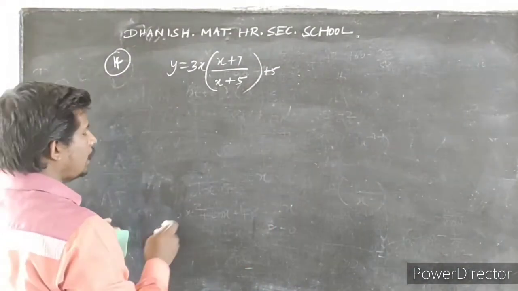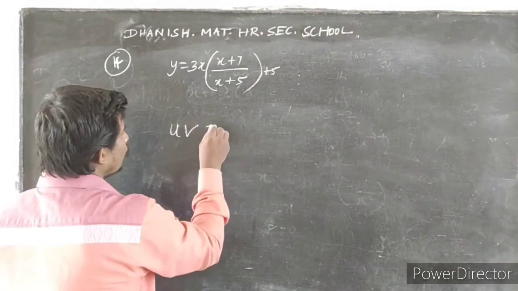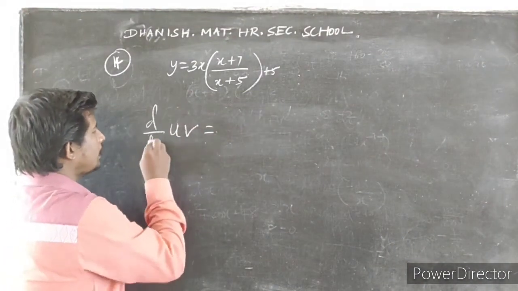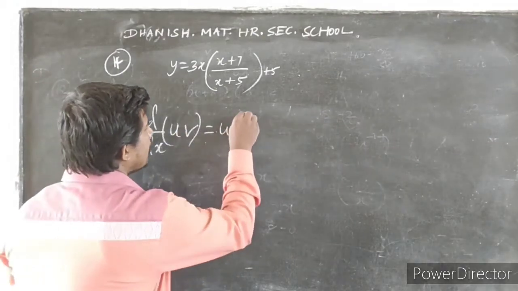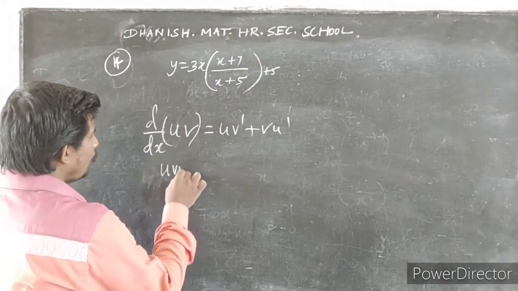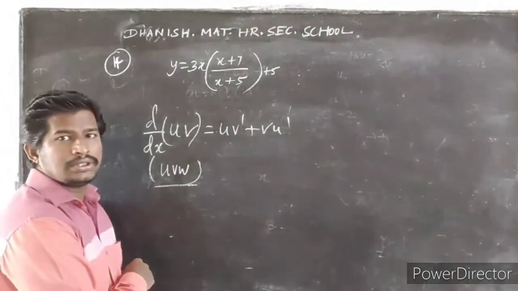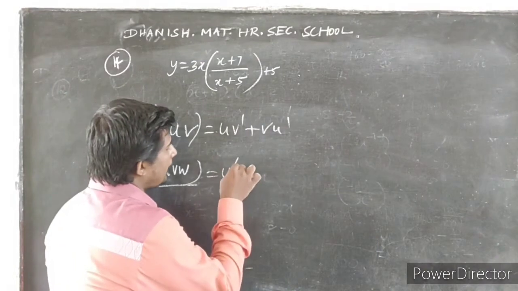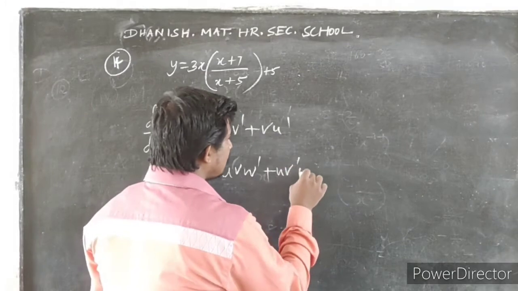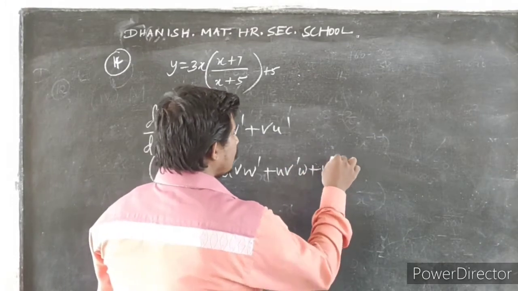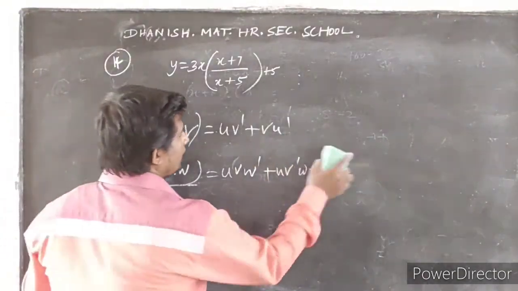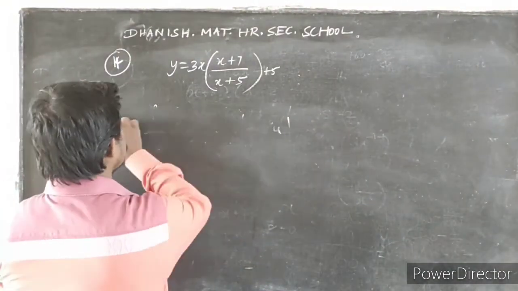Suppose if I have the function in the form u v, so what we have to do? The derivative of u v is u v dash plus v u dash. That's it. Suppose if I have u v w, the derivative of this term is u v w dash plus u v dash w plus u dash v w. That's it. At a time we can differentiate one term, one function.